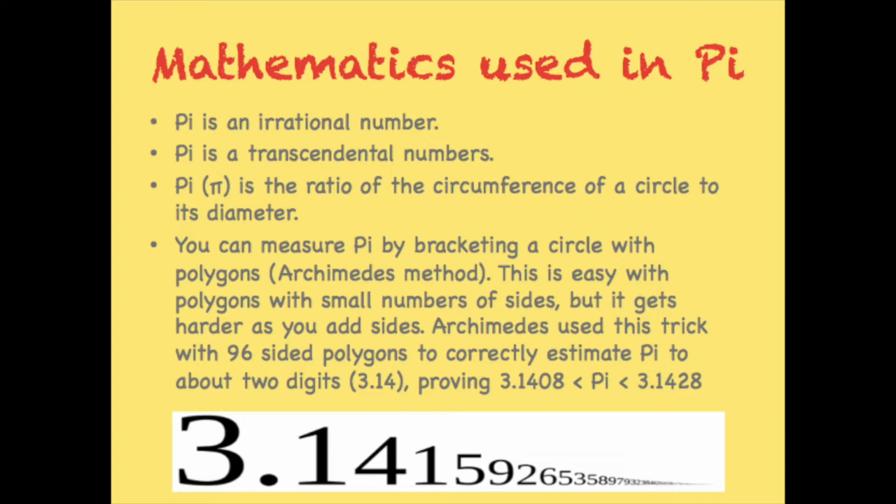How is mathematics used in pi? Well, pi is an irrational number, which means it cannot be accurately represented as a fraction. And pi is a transcendental number, which means the number is not algebraic. It is the ratio of a circumference of a circle to its diameter.